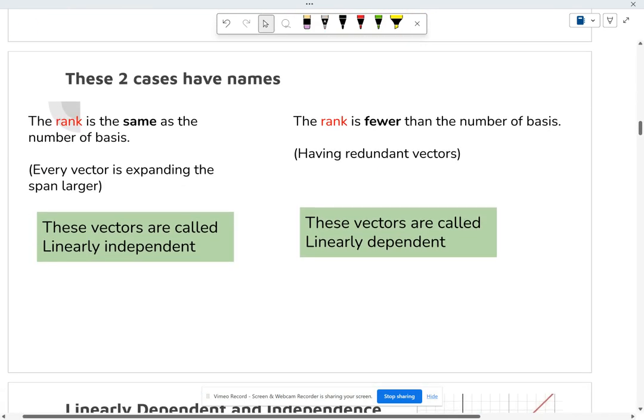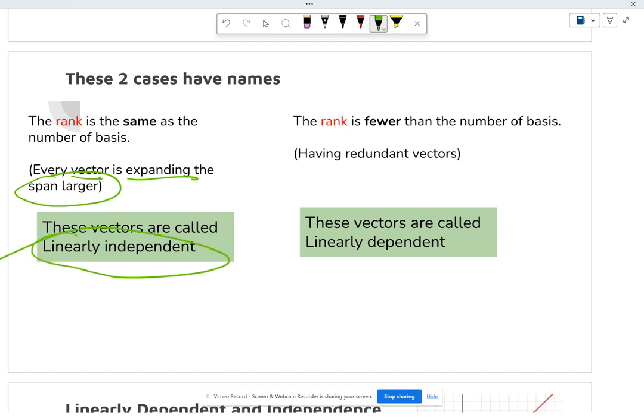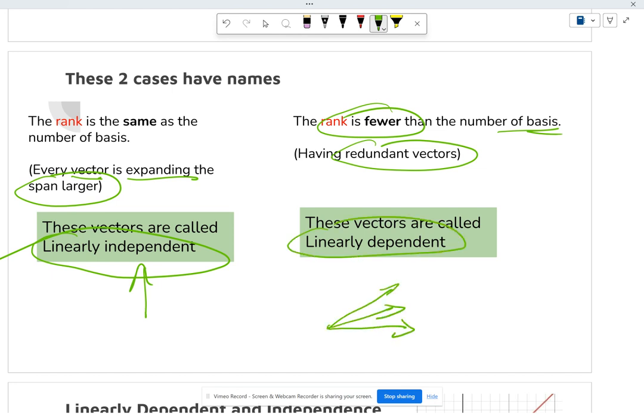Now, these two cases have names. When the rank is the same as the number of bases, this means that every basis is expanding the span larger, and these are called linearly independent. Okay? These vectors are linearly independent. Now, when the rank is fewer than the number of bases, it means there's redundancy in the vectors, and these are called linearly dependent. So the vectors are dependent on each other as opposed to independent of each other.